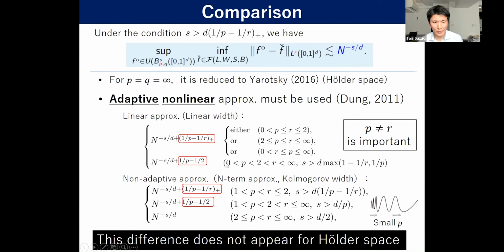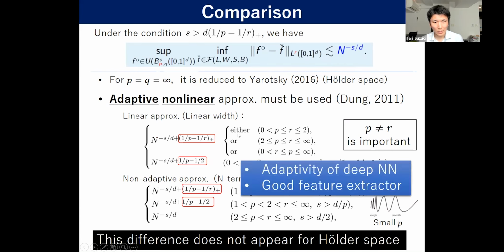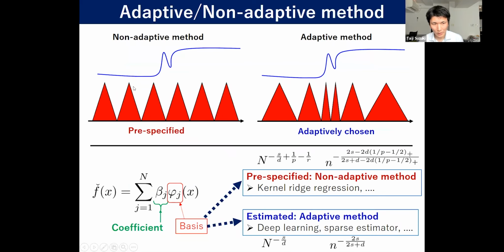For example, a non-adaptive method. Let us consider a non-adaptive approximation method, where we pre-specify the basis function. We prepare any basis function independent of the target function, and we fix this basis function, like a kernel method. And we take its linear combination, then we approximate the target function. This is called the non-adaptive method.